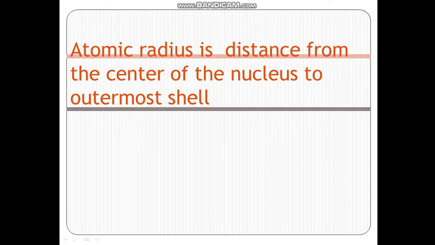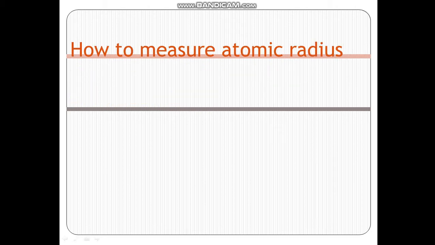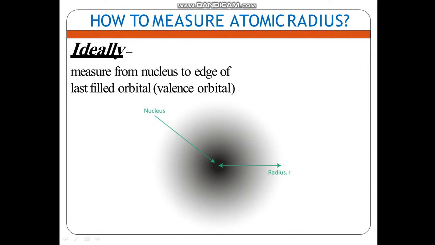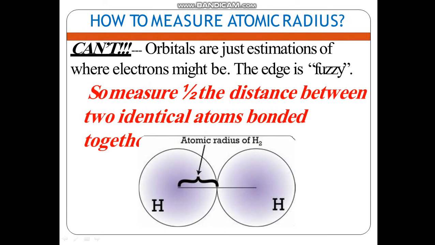Atomic radius is the distance from the center of the nucleus to the outermost shell. How to measure atomic radius? Here it is measured from the nucleus to the edge of the orbital or valence orbital. Orbitals are just estimations of where electrons might be. The edge is fuzzy. So we measure half the distance between two identical atoms bonded together, like that.